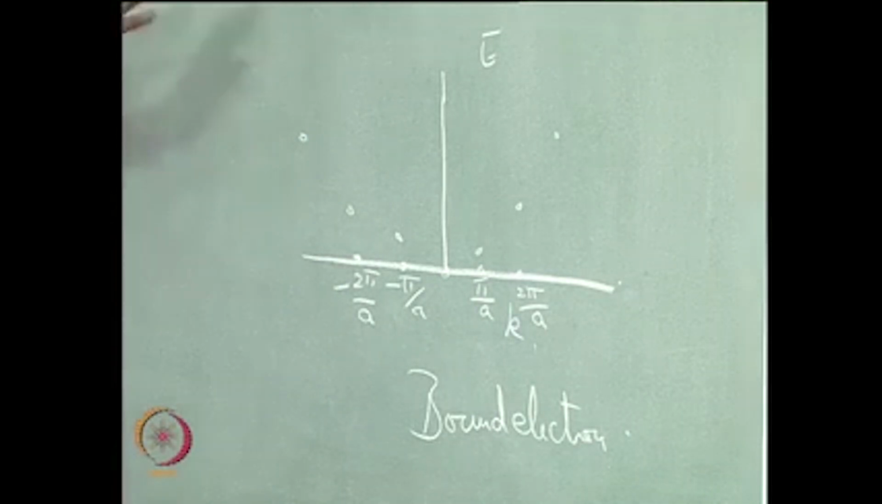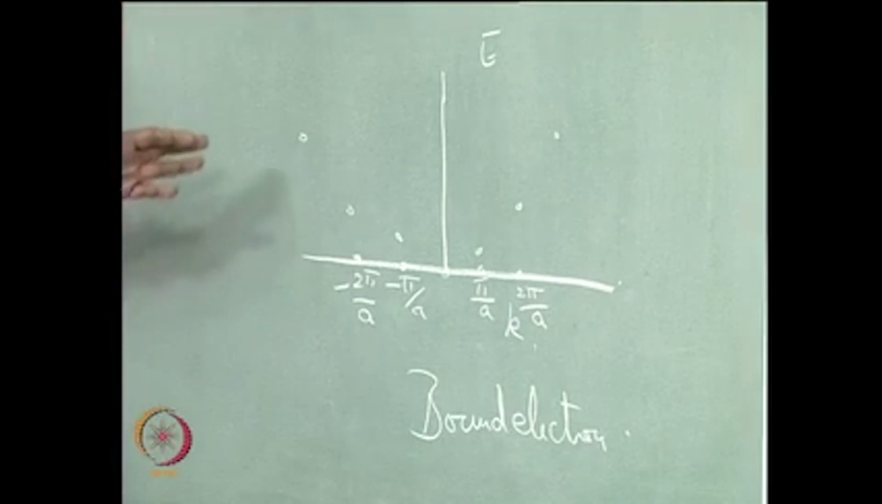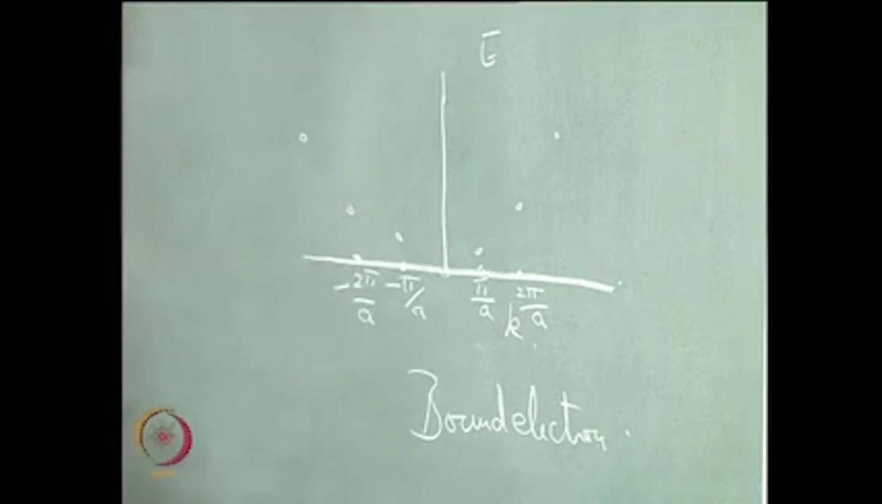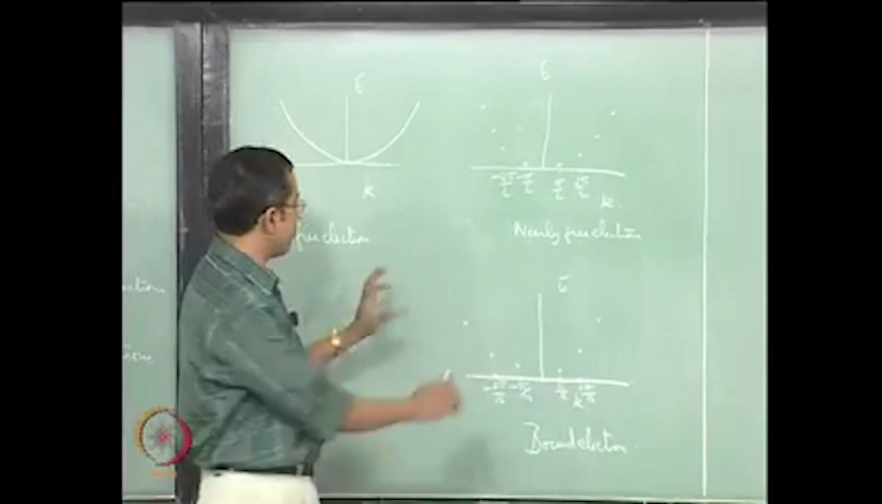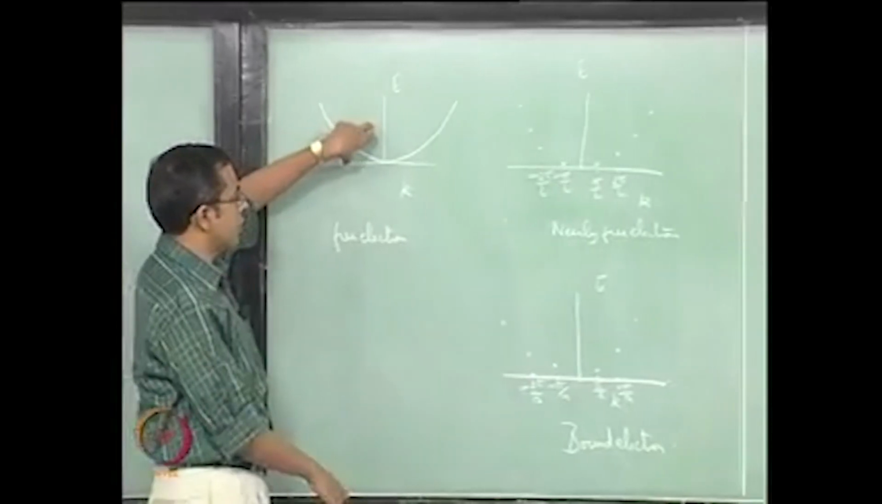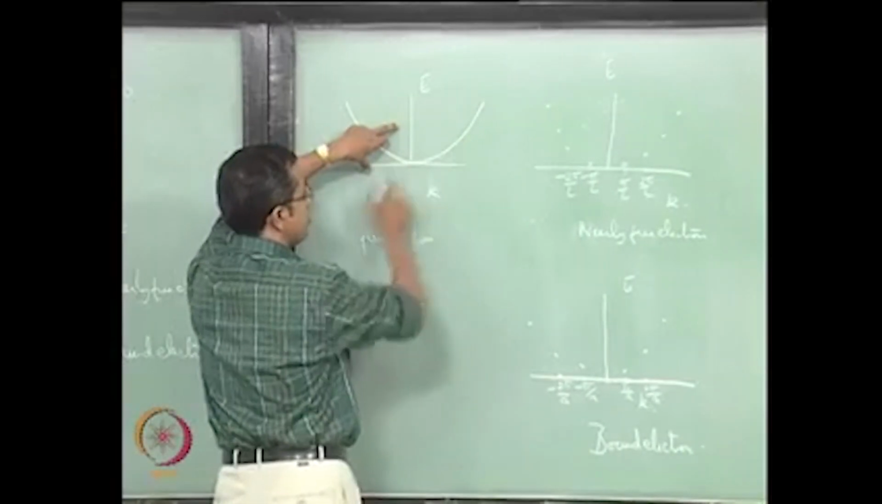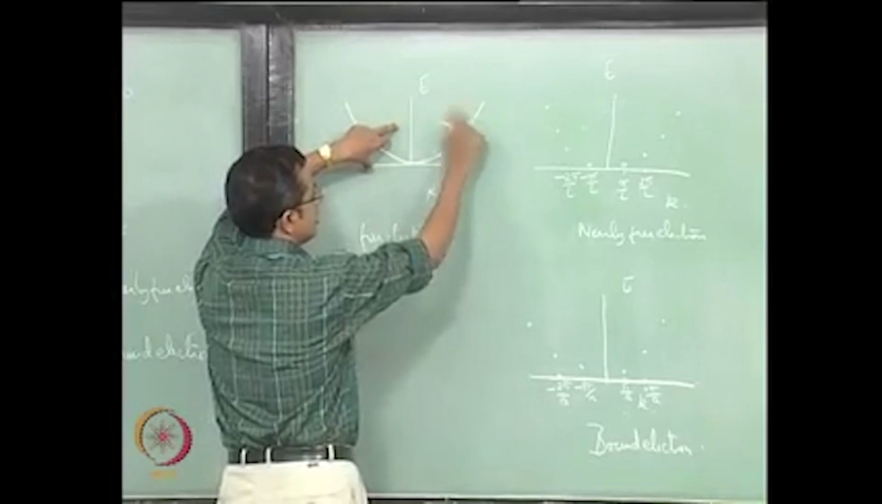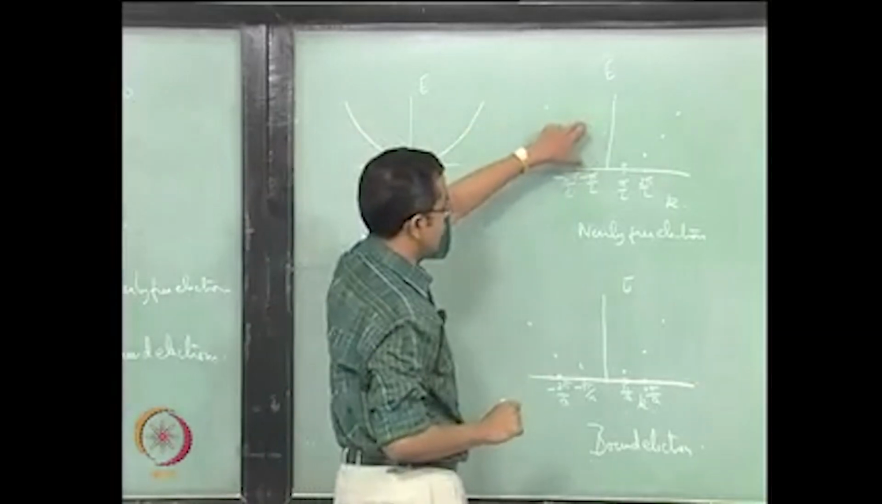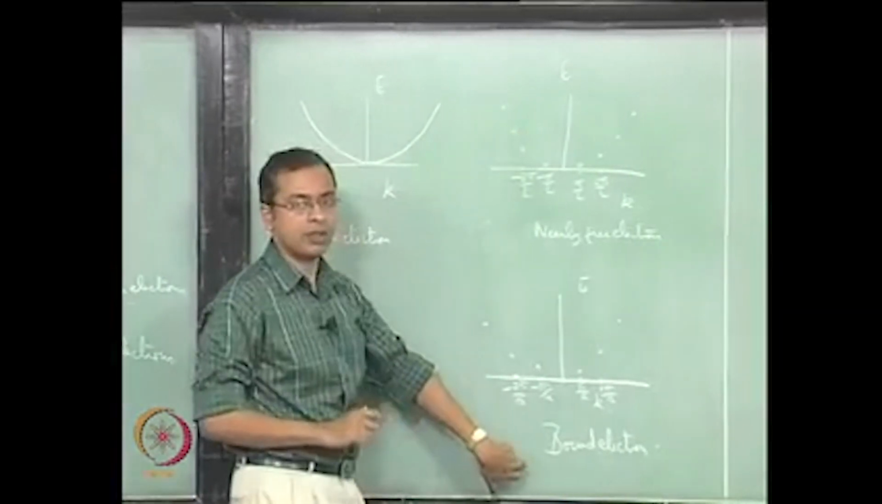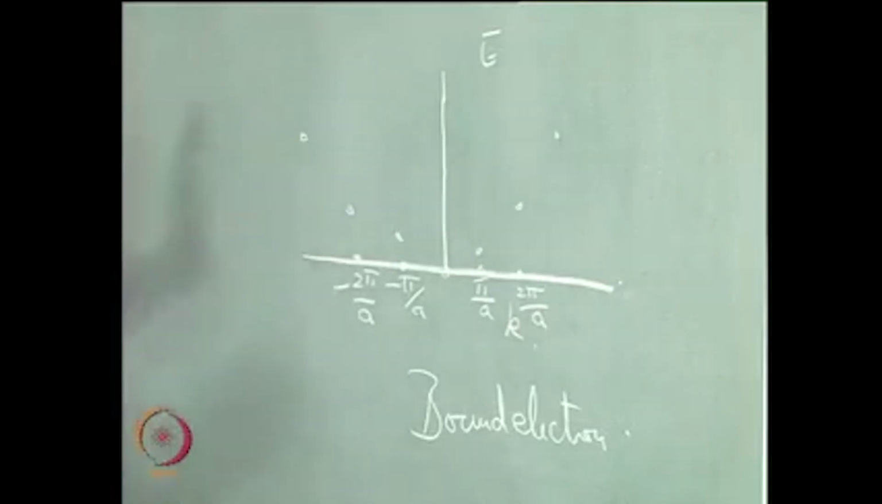Okay. Since the relationship is still h bar square K square by 2m, the energy versus K, if you connect these dots you are going to get a parabola. So therefore the shape is the same as that for a free electron, except that several points are now no longer valid, only specific points along this curve are valid, and that is what we see both for a nearly free electron and for a bound electron. So this is how these 3 figures relate to each other.